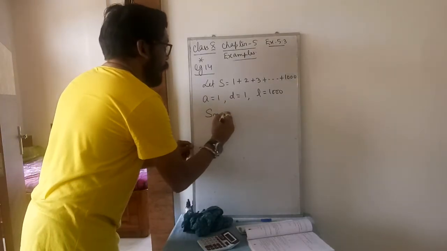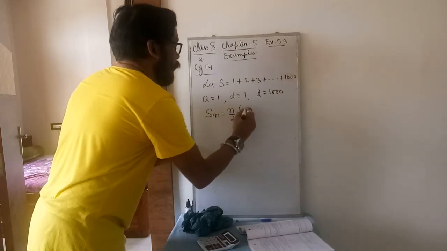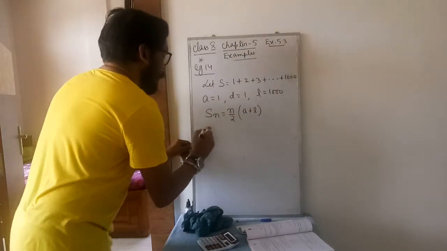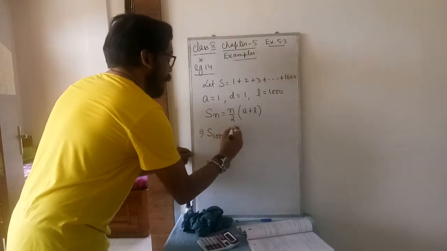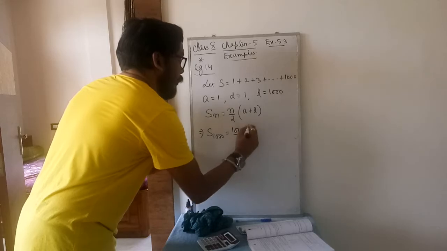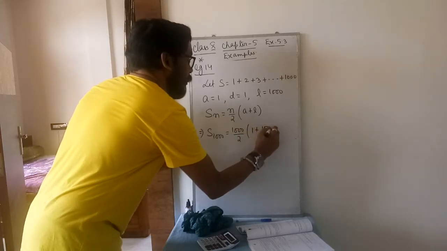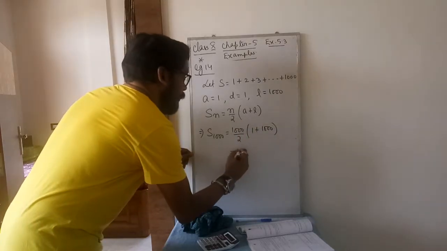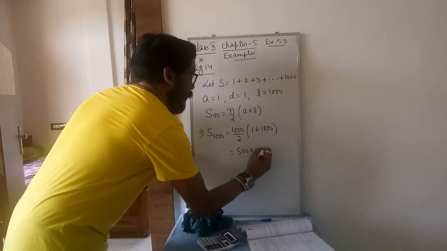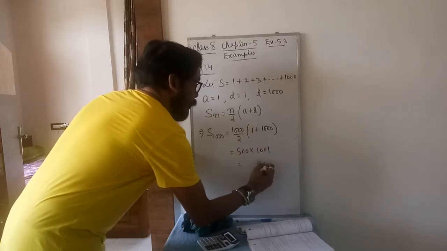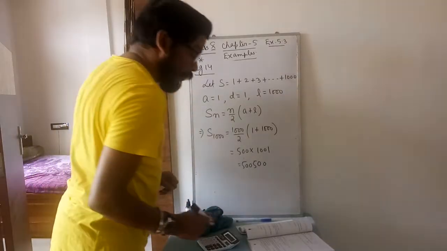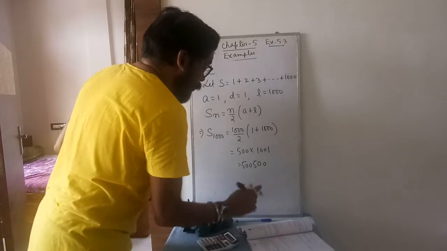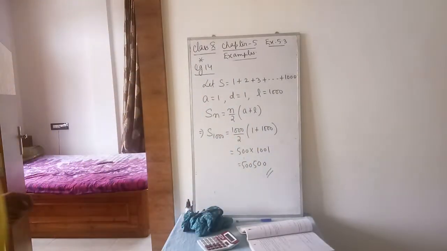So Sn equal to what we know, n by 2 into a plus l. You are finding the sum of the first 1000 terms, so in place of n it will be 1000. So it is 1000 by 2 into a plus l, where a is 1 and l is 1000. If you cancel it, it is 500. Here it will be 1001. So 500 times 1001 is 500500. Take the screenshot.